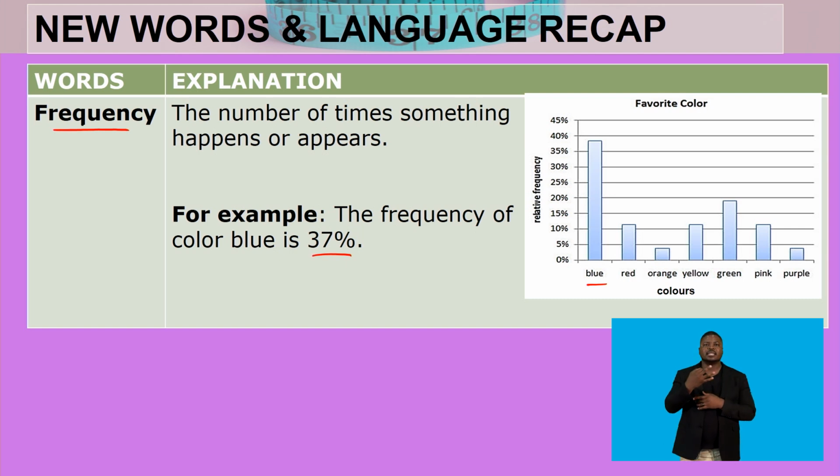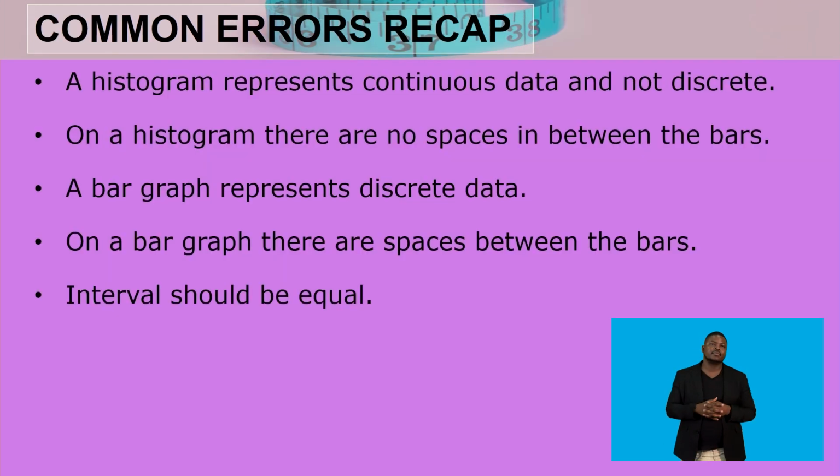Then the common errors that we might come across are, firstly, a histogram represents continuous data, not discrete. So you can never represent discrete data on a histogram. Then on a histogram, there are no spaces in between the bars. So when you draw a histogram, make sure that you do not include spaces in between the bars. Or when you're analyzing any graph that is given to you and you see it with spaces in between the bars, you must know that it is not a histogram.